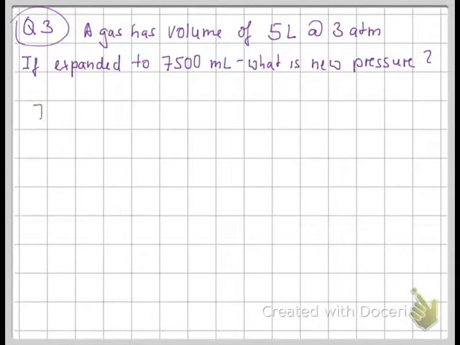So 7,500, I'm going to convert that into liters. 7,500 milliliters times what relates liters to milliliters, which is 1 liter is 1,000 milliliters. Milliliters will then cancel out. We're going to end up with liters. Basically 7.5 liters of that.